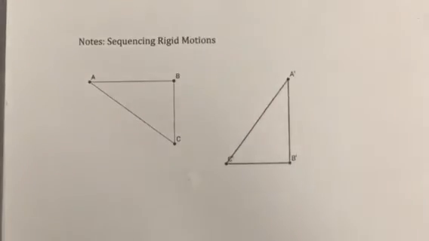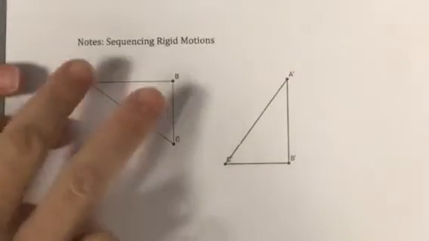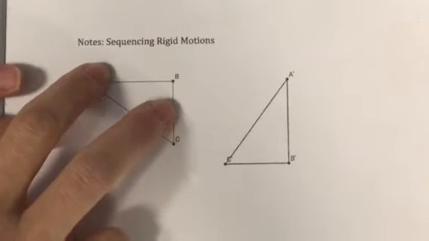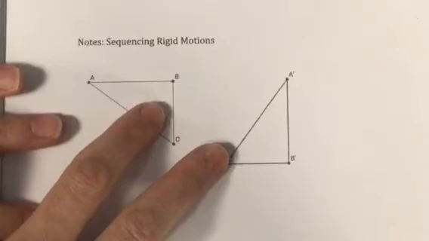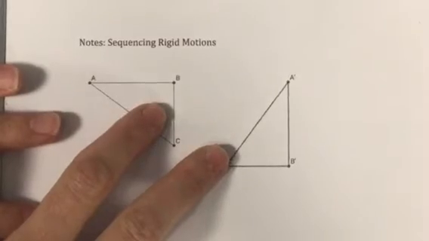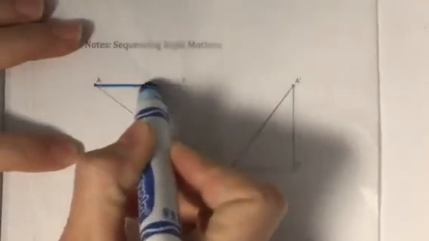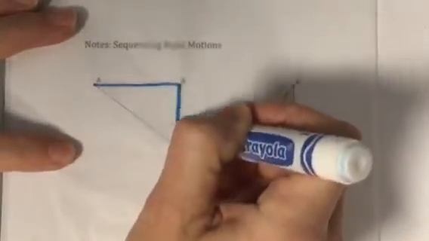So when we're working on a sequence of translations, rotations, and reflections, it's always best to start with a translation, because the point is you want to get the original, figure out a way to get it to at least touch the image first, okay? So let's take your patty paper and copy over the original image. Include the labels, please.